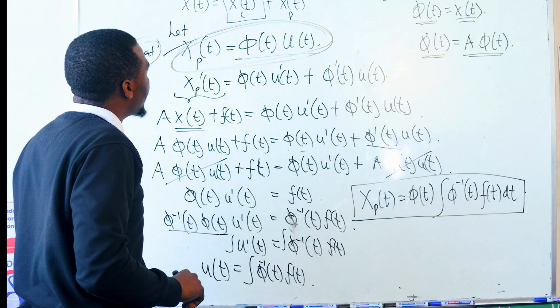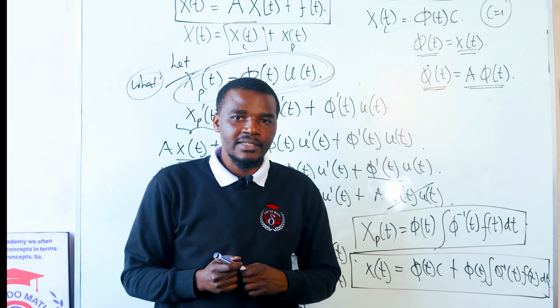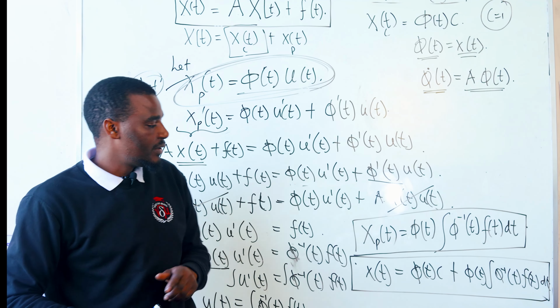So the general solution of this problem is x of t is equivalent to, what is the complementary solution? The complementary solution is equivalent to phi of t times c plus, what about the particular solution? The particular solution is the one that I've deduced here. So it's going to be phi of t times the integral of the inverse of phi of t times f of t dt. So this is the solution to a non-homogeneous differential equation.